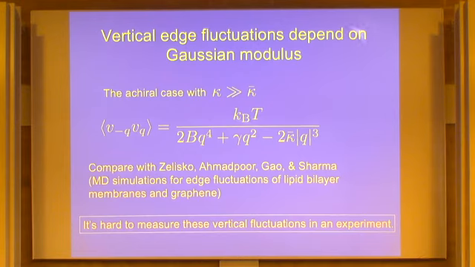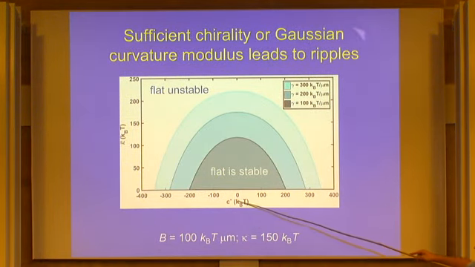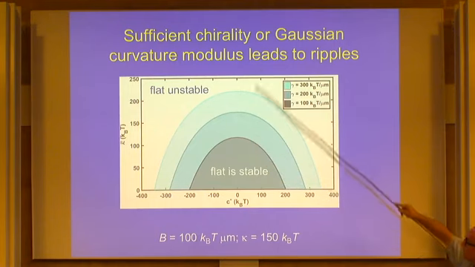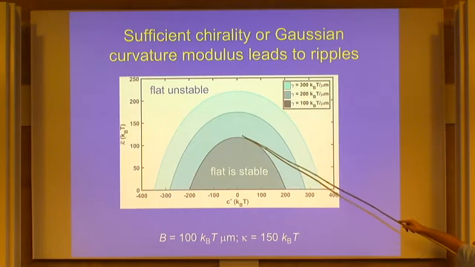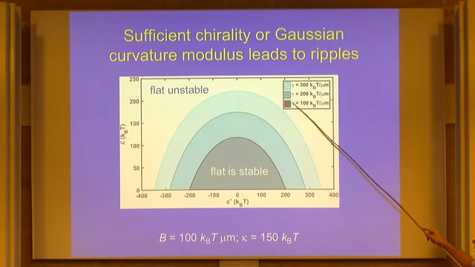That means that the energy for the straight edge is the same as the energy for the rippled edge. That signals the onset of the instability. So we could make a little phase diagram if C star is on the x-axis here. If it's achiral, we're just moving up in the vertical direction, and there's some critical value of that Gaussian curvature modulus, which will depend on the line tension.